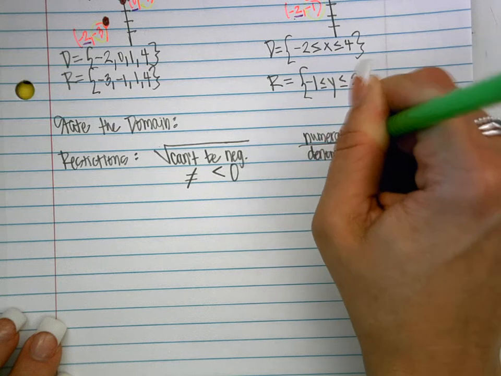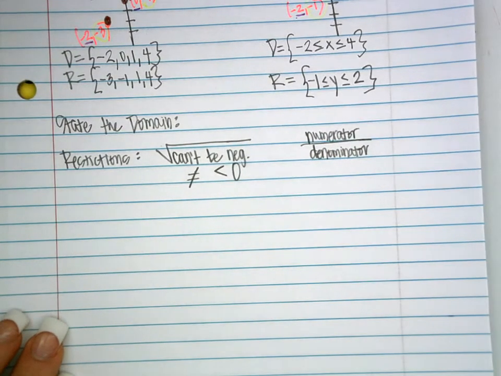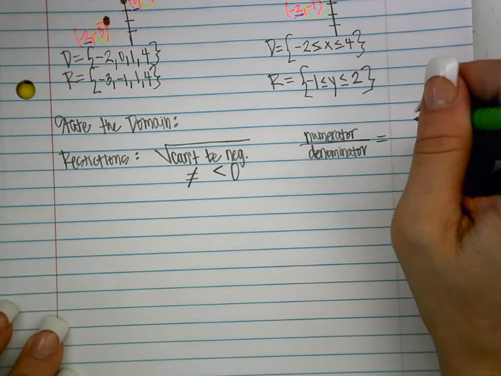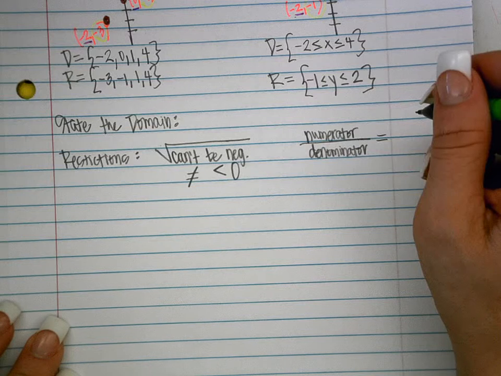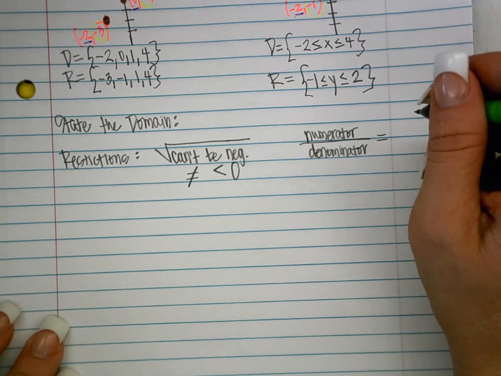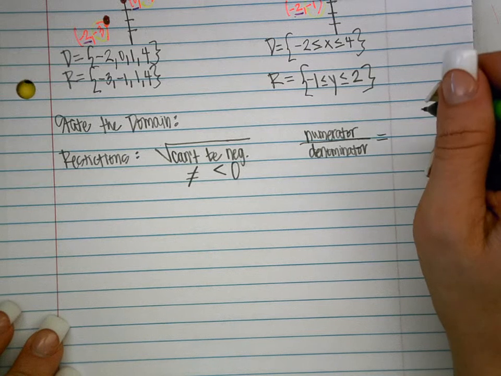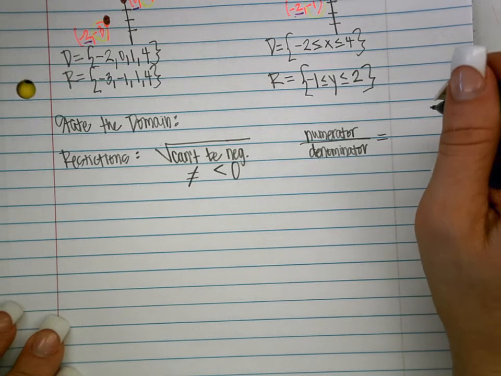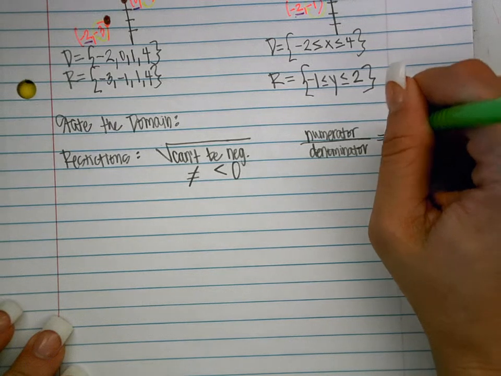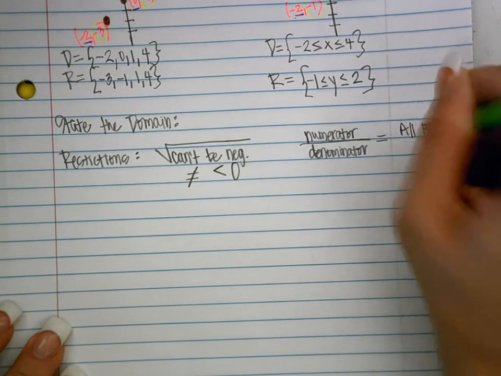What do you know about if you have a fraction? Is it okay to have any number on the top of a fraction? Is it okay to have a negative on top of a fraction? Yes. Is it okay to have a positive on the top of a fraction? Yes. Is it okay to have a 0 on top of a fraction? Yes. 0 over anything just equals 0. So basically you can have all real numbers on the top of a fraction.